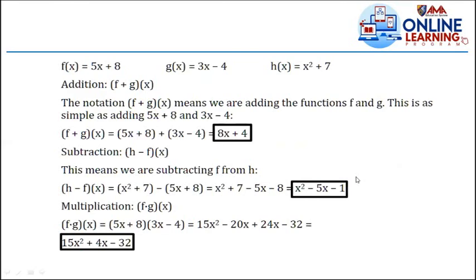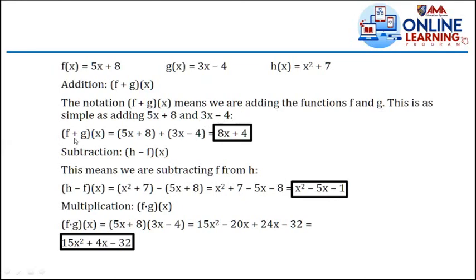Next, we have f of x equal to 5x plus 8, g of x equal to 3x minus 4, h of x equal to x squared plus 7. So first we have the addition of two functions, f plus g of x. The notation f plus g of x means we are adding the functions f and g. This is as simple as adding 5x plus 8 and 3x minus 4.